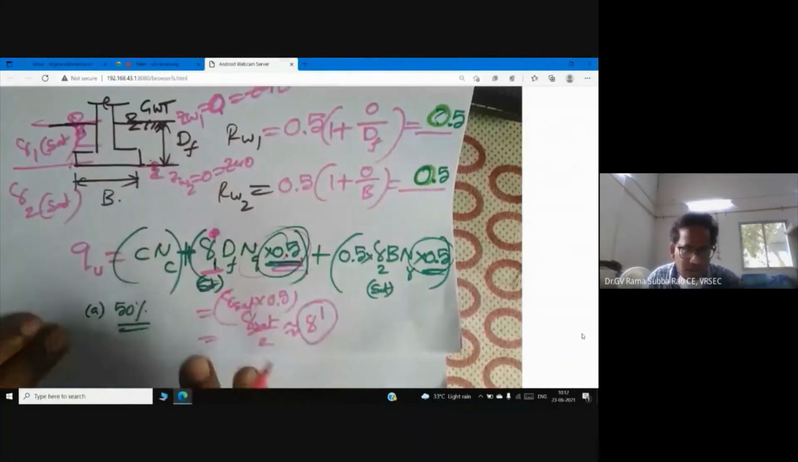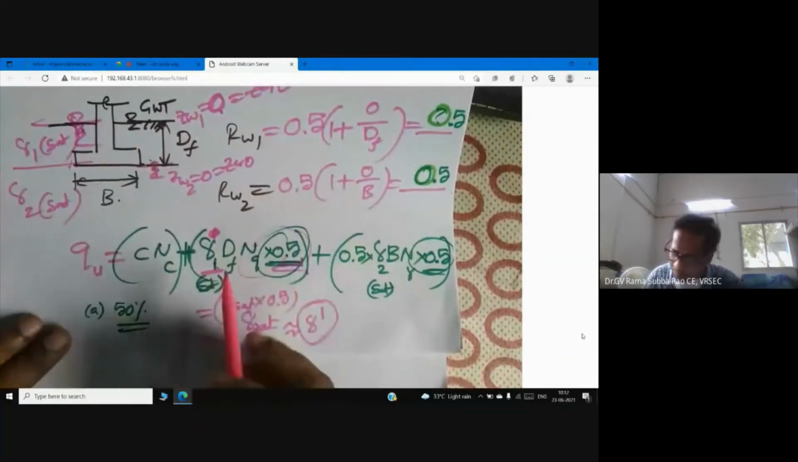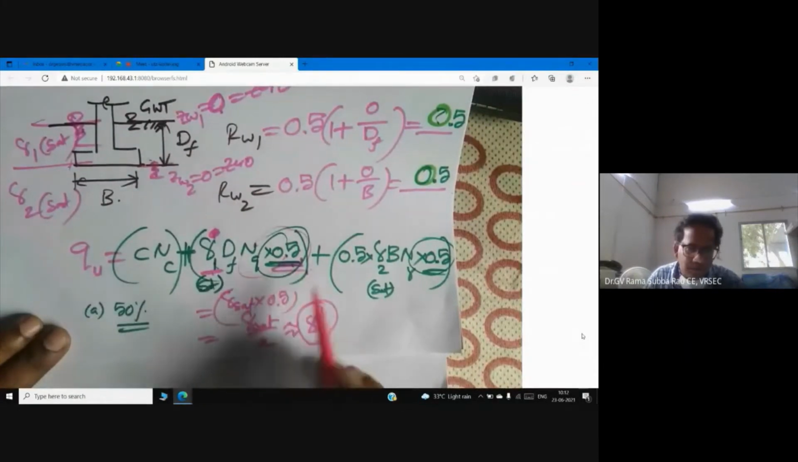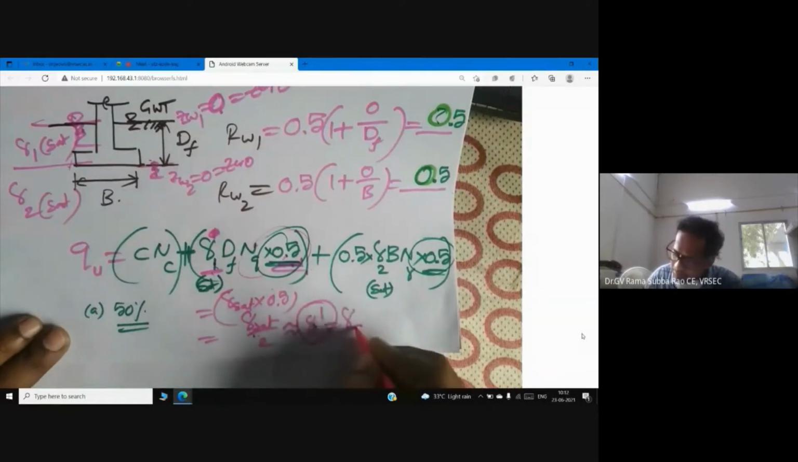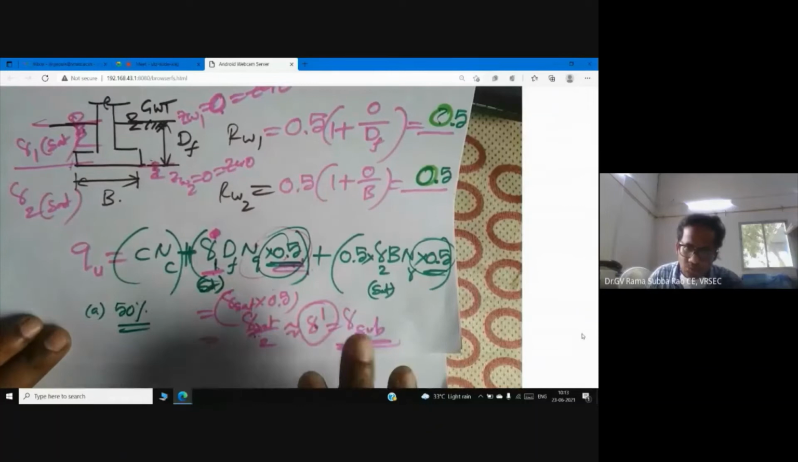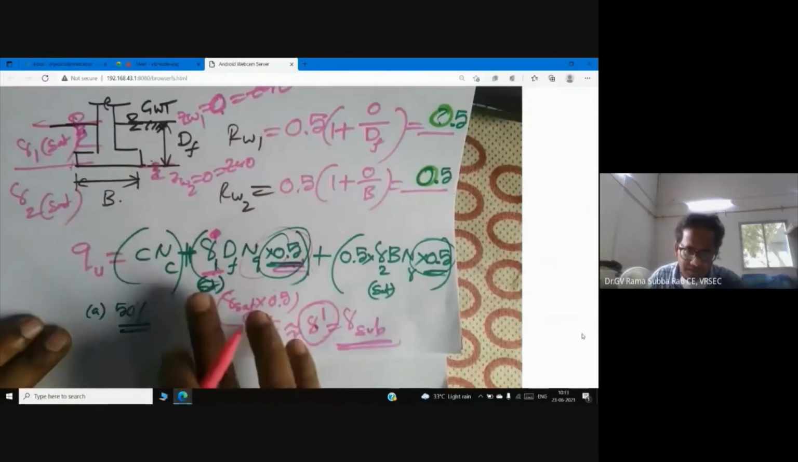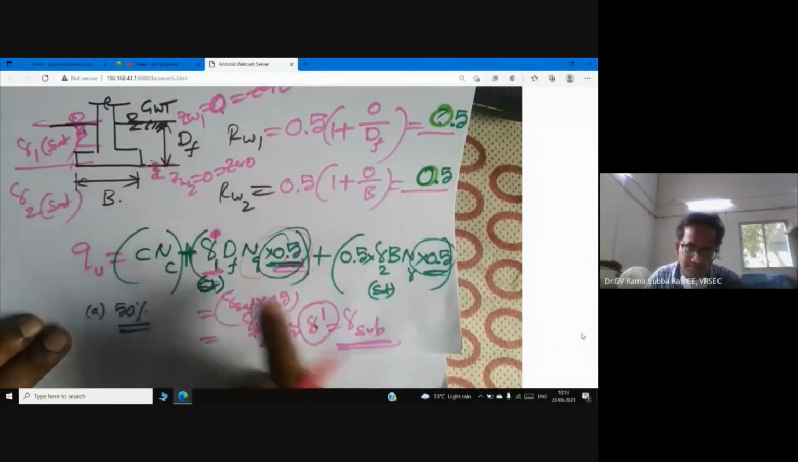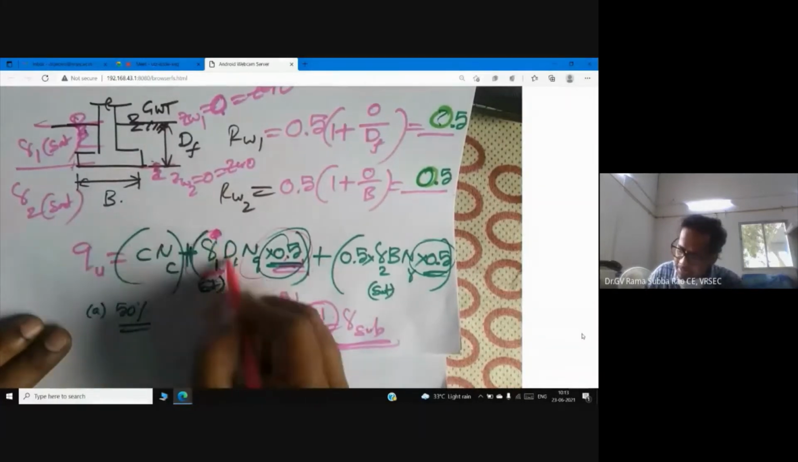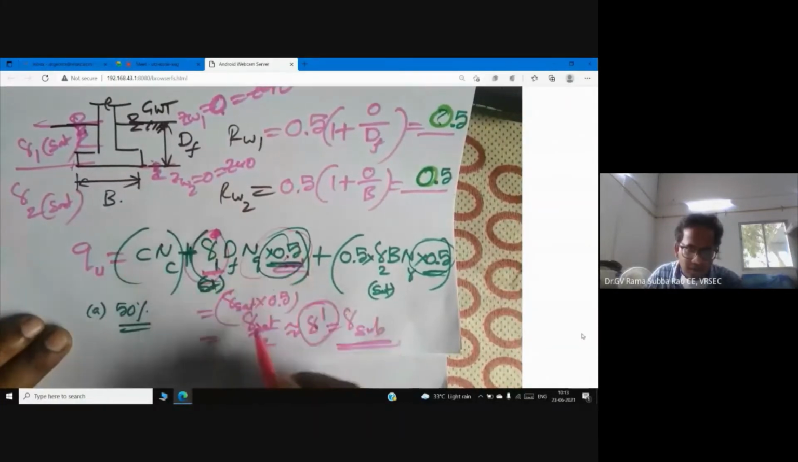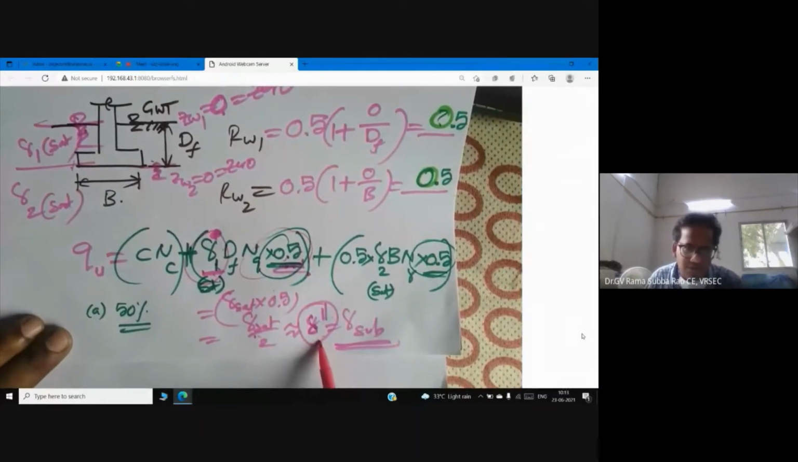I am telling you how that method originated. Gamma sat into 0.5, gamma sat by 2. Gamma sat by 2 is approximately gamma prime. What is gamma prime? Gamma submerged. So one can replace saturated gamma with the submerged unit weight. Then, avoiding gamma into 0.5 and gamma sat into 0.5, you can replace these two terms with a single term called gamma submerged. This method is called the precise unit weight method.